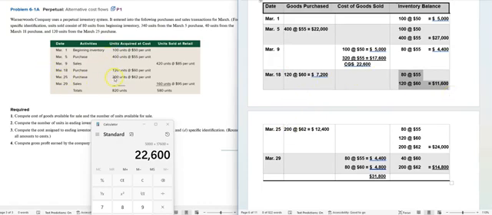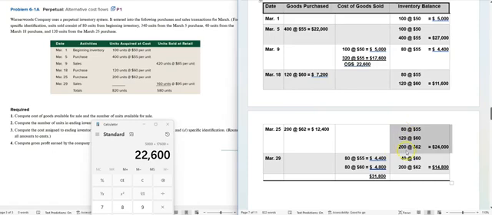Next thing that happened chronologically, added another 200 unit purchase. So we still have these two layers of inventory. Now we've added a third layer. Notice that I'm keeping these inventory layers in chronological order.